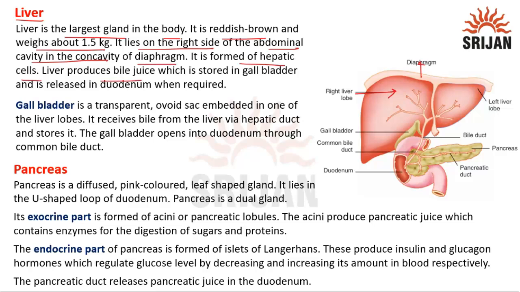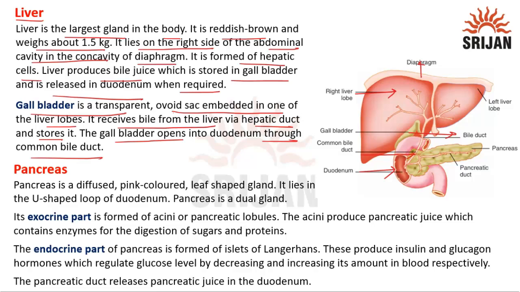The liver produces bile juice, which is stored in the gallbladder. So this is the gallbladder, and bile is released into the duodenum when required. So this is the duodenum. The gallbladder is a transparent, ovoid sac embedded in one of the liver lobes. It receives bile from the liver via the hepatic duct and stores it. The gallbladder opens into the duodenum through the common bile duct. So this is the common bile duct.